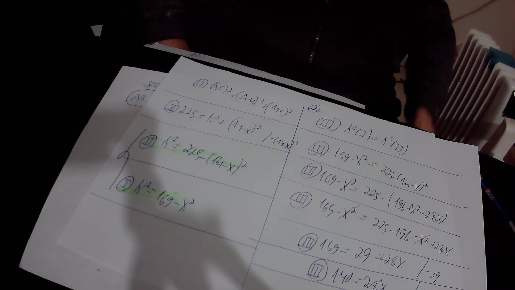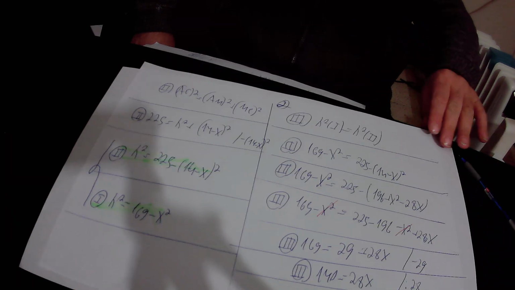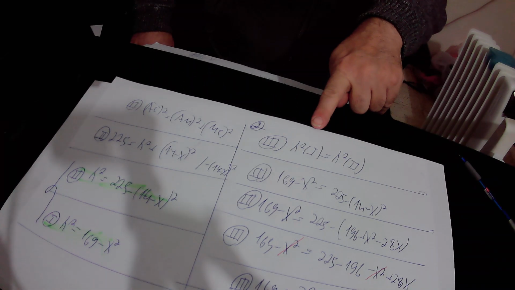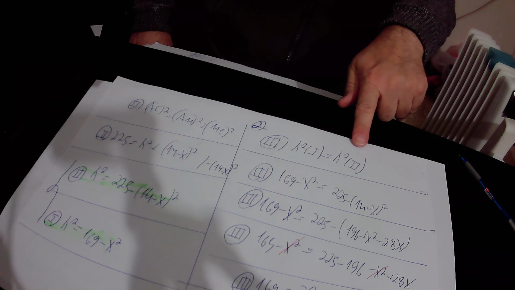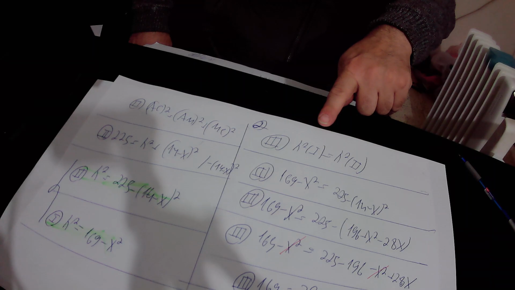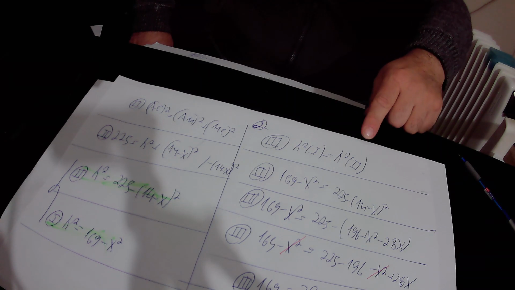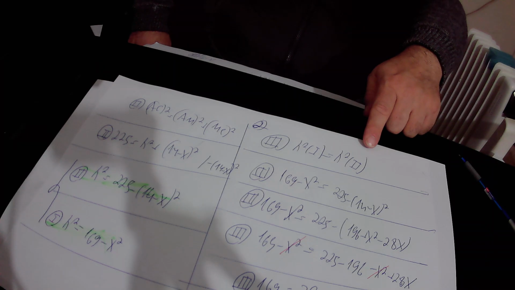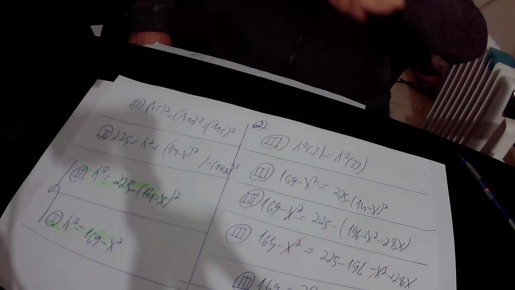So we have two different equations for H squared. Therefore, we created equation number 3 that states that H squared according to equation number 1 must be equal to H squared according to equation number 2. H squared according to equation number 1 equals 169 minus X squared, and it must be equal to H squared according to equation number 2, which equals 225 minus (14 minus X) squared.